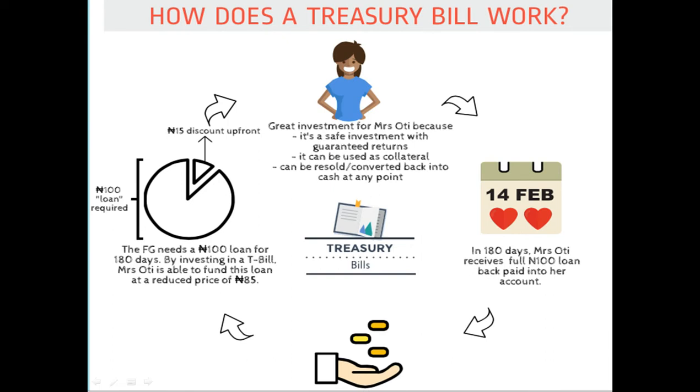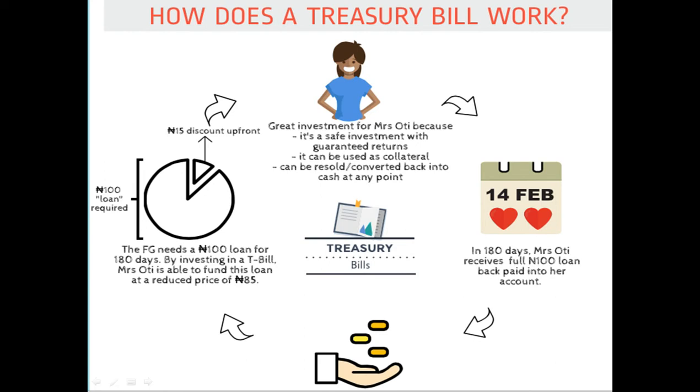So by investing in T-bills, Treasury bills, Mrs. Oti is able to fund this loan at a reduced price of 85 naira. Okay, so loan acquired, government is collecting 85 from you, but it has been discounted, so meaning 15 naira as interest. So it is a great investment for Mrs. Oti because it is a safe investment with guaranteed return. It can be used as collateral or can be resold or converted back to cash at any point.